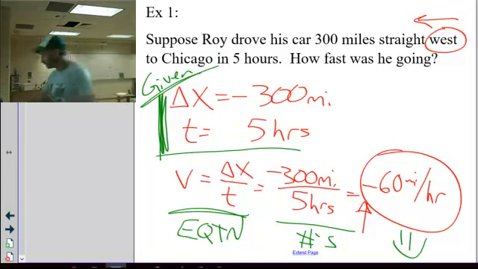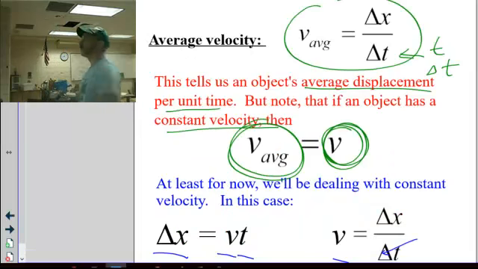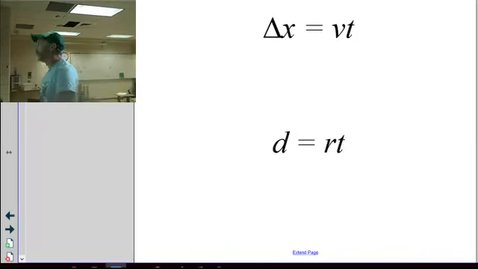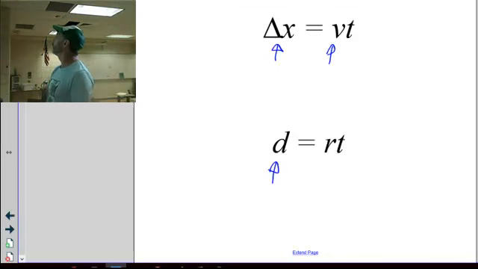So there we go. All right, so we got a couple other examples here. So we already talked about all this stuff. I think I've hit everything on here. So remember, displacement is how far you end up from your starting point. Direction is included. Distance is how far you actually travel. Velocity is how fast you're going.